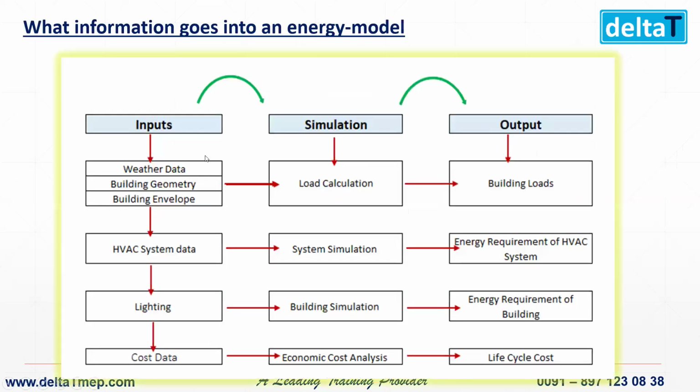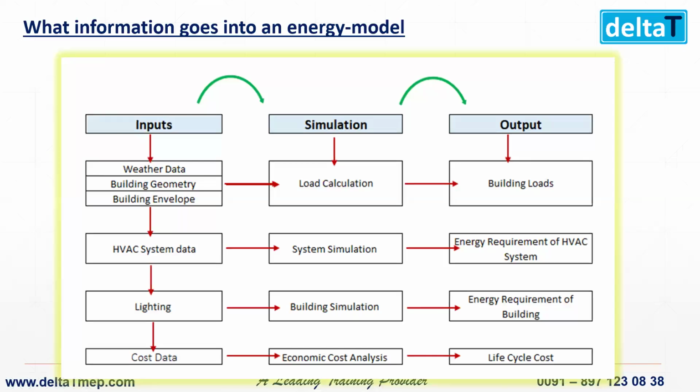So here, this is a summary. Inputs: the first thing is weather data, building geometry, building envelope. Once we get that, we do the load calculation. From the load calculation outcomes we get the building load. Then we have HVAC system data, like system simulation, the energy requirement of the HVAC system. What does it mean? I showed you just now, remember, in this Excel sheet.